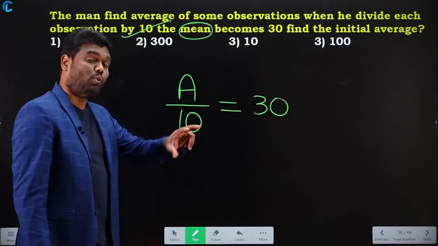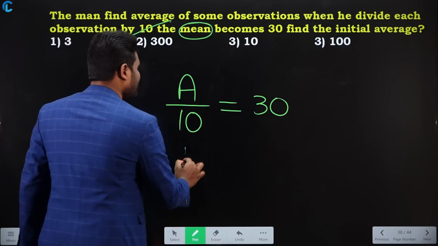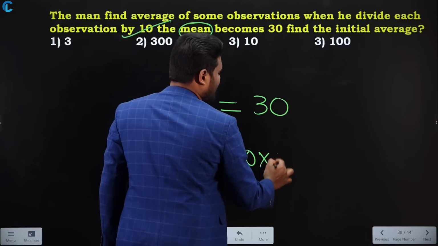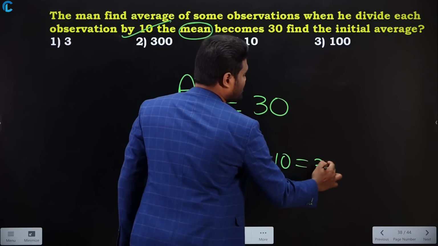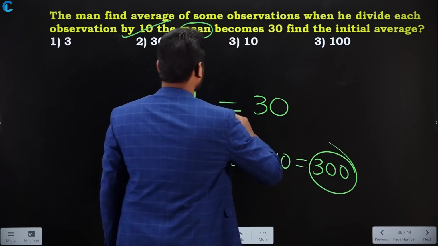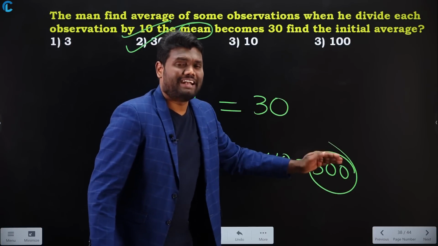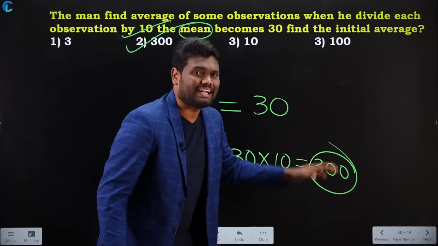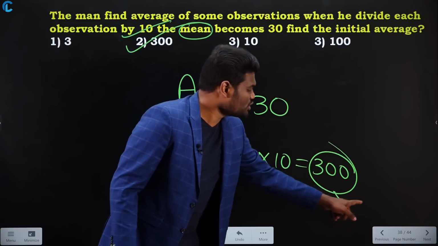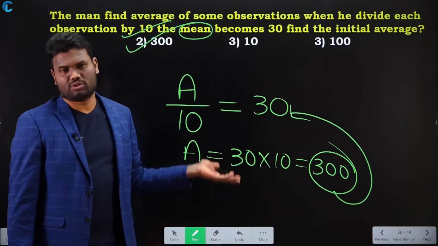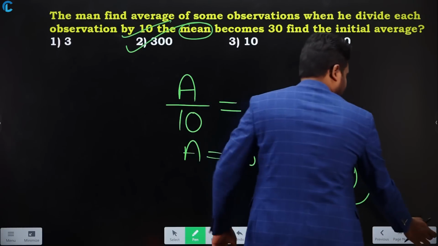Now your question is, what is the previous average? So the previous average is nothing but 30 into 10, that is 300. Yes or no? So the answer is 300. The previous average is 300. When I divide each and every number by 10, the average also gets divided by 10. So when it is divided by 10, 300 converts to 30. Okay, let us look at the next one.